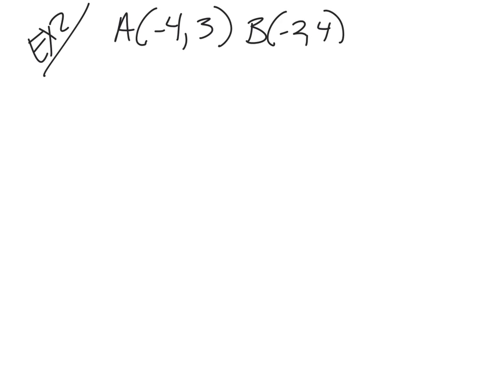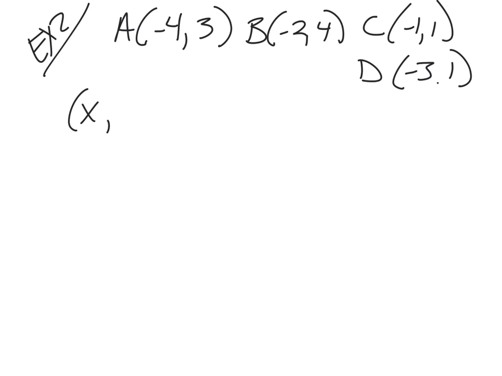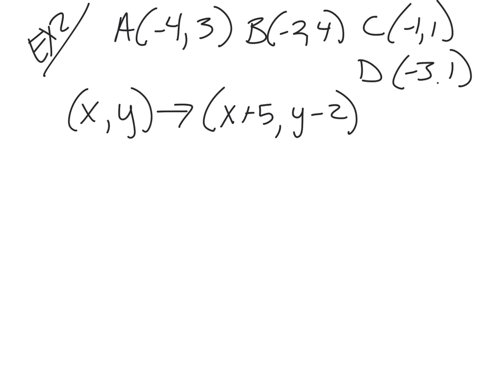Translate a figure in a coordinate plane. We have figure ABCD, and it tells you the vertices are A is -4, 3. For B is -2, 4. For C, it's -1, 1. And for D, it's -3, 1. It says to sketch ABCD and its image after the translation. And here's your instructions, basically, for your translation. We're going to add 5 to X and subtract 2 from Y. You're going to do that for every single point to draw your new figure. Make sense?